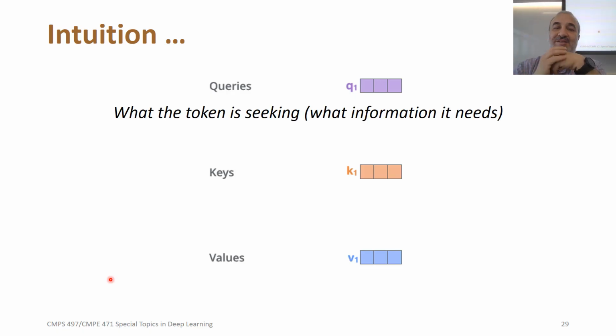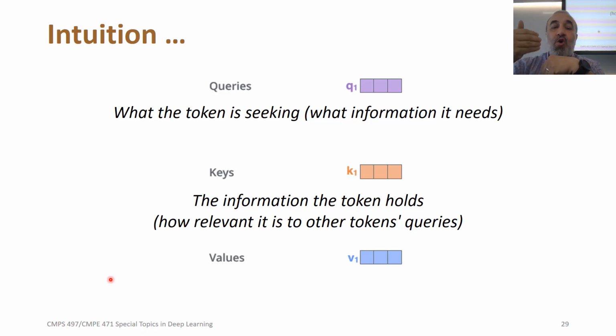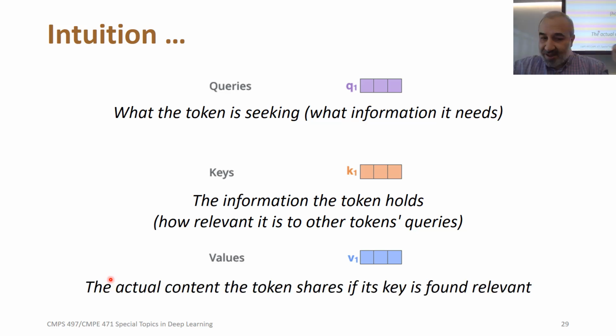The queries are the things that we are searching for. So the query of a token is what the token is seeking, what information it needs. The keys are the information the token holds, which means how relevant it is to the other queries. So that's the main information that, as a token, I provide. But the values are the entire content, the actual content of the word, the whole representation of the word that I will actually use. That's why at the end we have a weighted sum of the values. It's not a weighted sum of the keys.